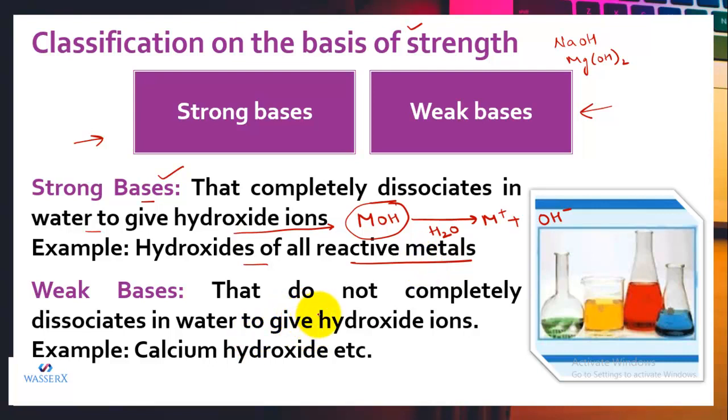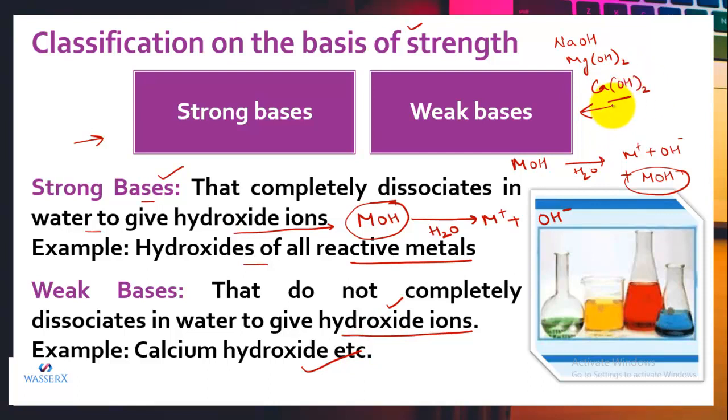And the bases that do not completely dissociate, or get partially dissociated to form hydroxide ions in water, are regarded as weak bases. So if I consider this MOH as a weak base, what I'll get to see is that it will produce M positive, it will produce OH negative, and also there will be some undissociated molecules of MOH. Like we have the example of calcium hydroxide. Calcium hydroxide is a weak base because it gets partially dissociated.